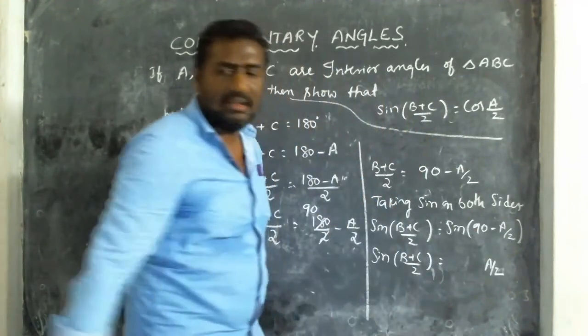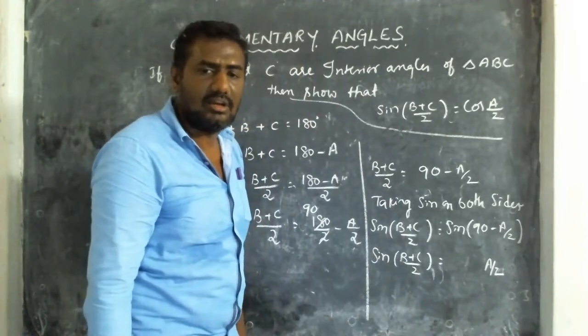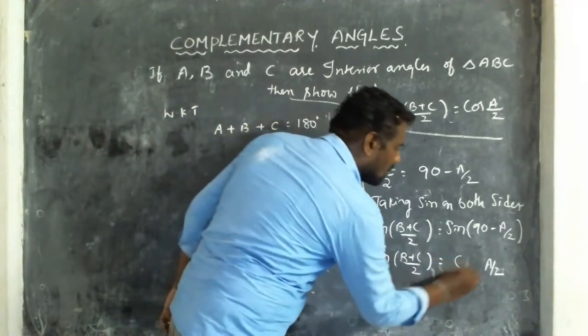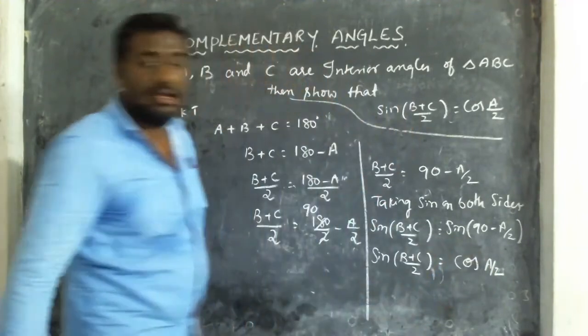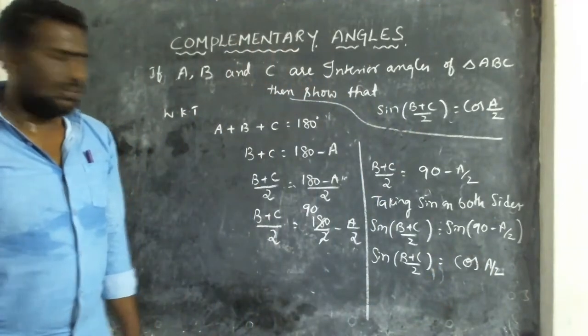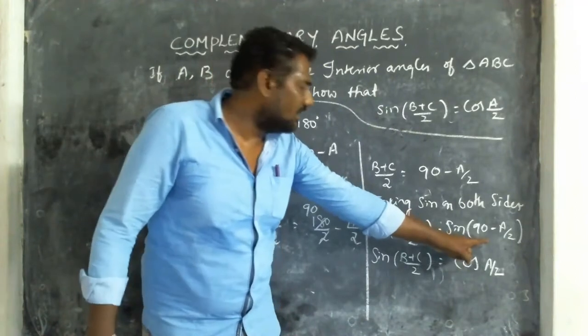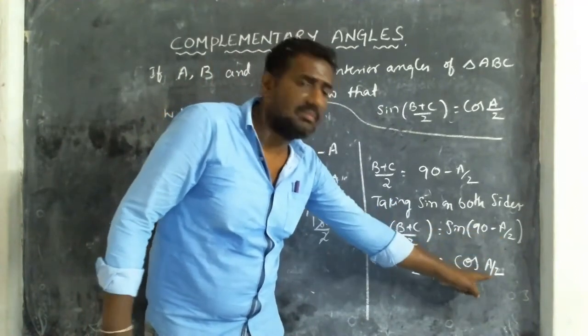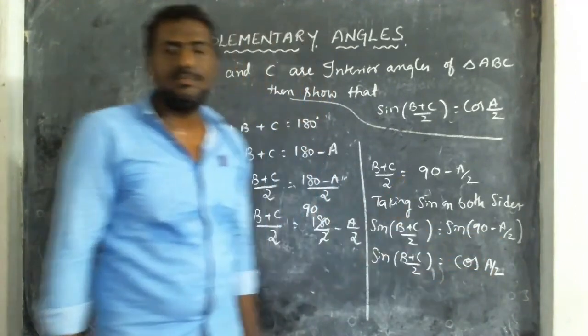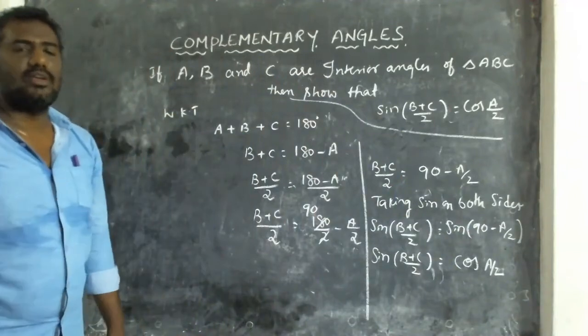Now I changed the angle. When we change the angle, automatically the trigonometry also should be changed. Sine is changed to cos. I hope that I got my answer. Only the last case I applied: here 90 minus a by 2, complement is a by 2, and sine is converted to cos. So this is the problem, a very, very important problem.